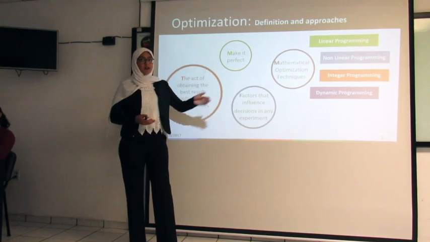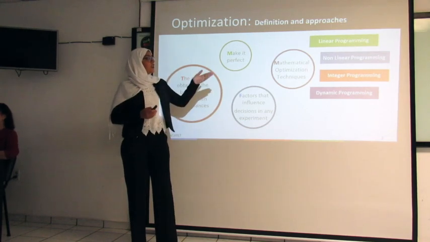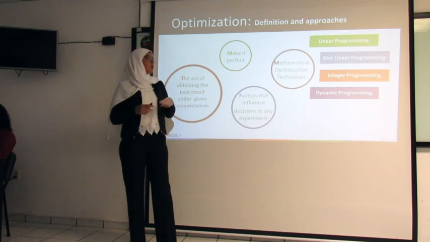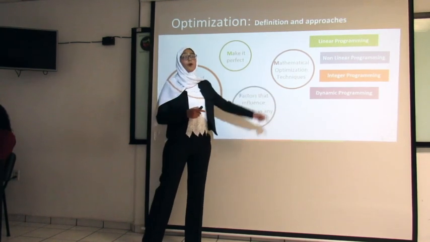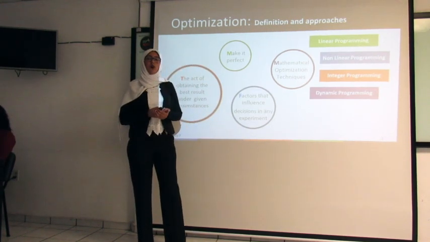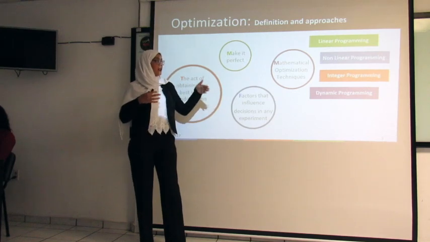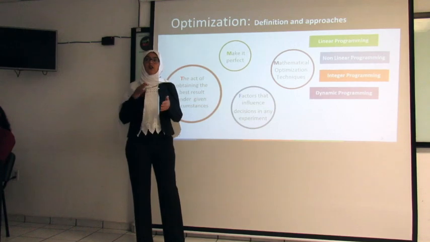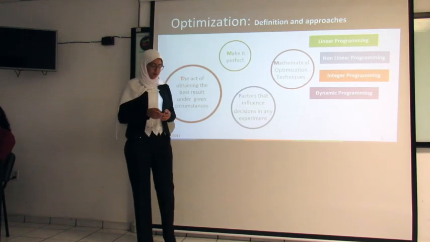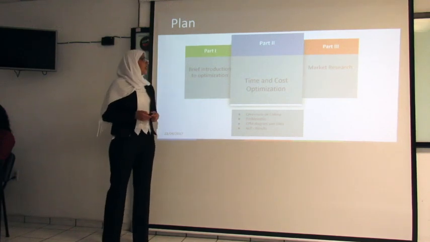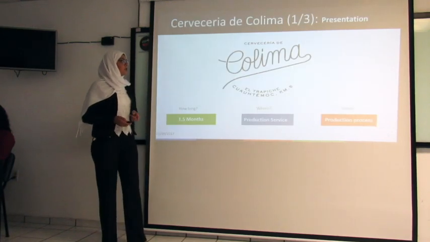And integer programming is used to restrict the decision variable into integer. And the last one, dynamic programming, is used to solve the complex optimization problems, breaking them into simple trees. We pass to the second part, time and cost optimization.